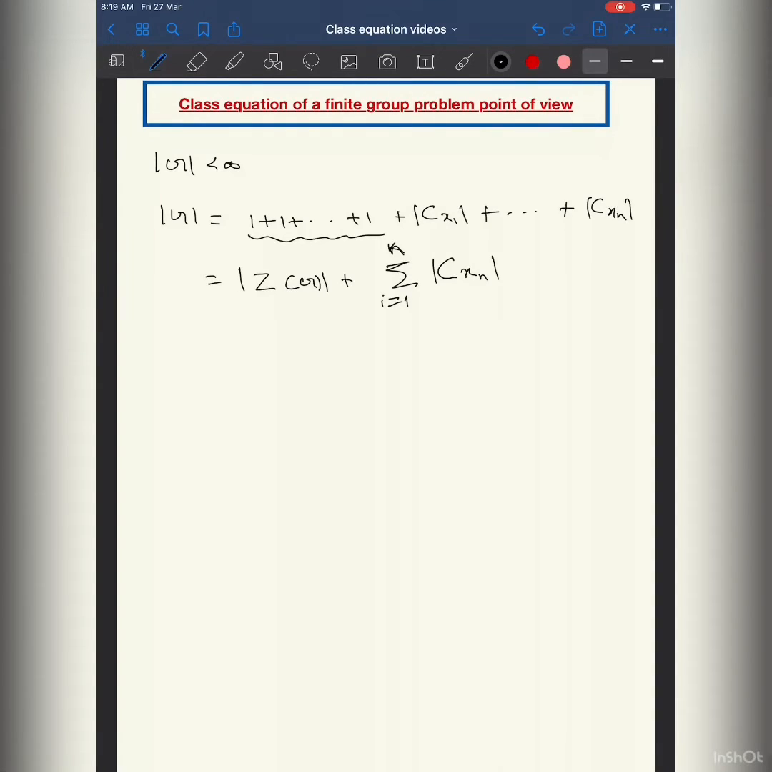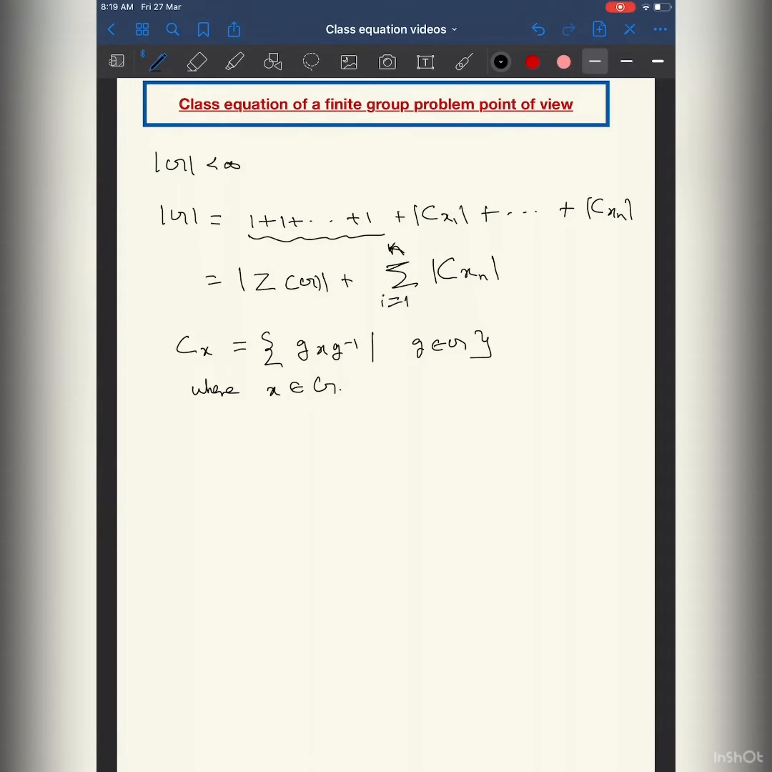Here Cx is nothing but the conjugacy class, that means {g x g inverse}, where g belongs to G. I'm sure you must have seen this in your BSc or MSc. So this is called the conjugacy class, and its order appears in the equation.